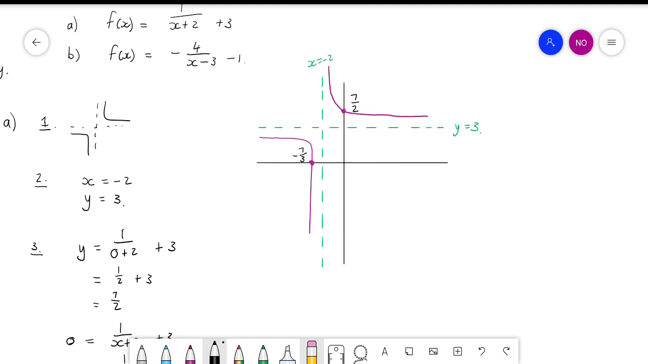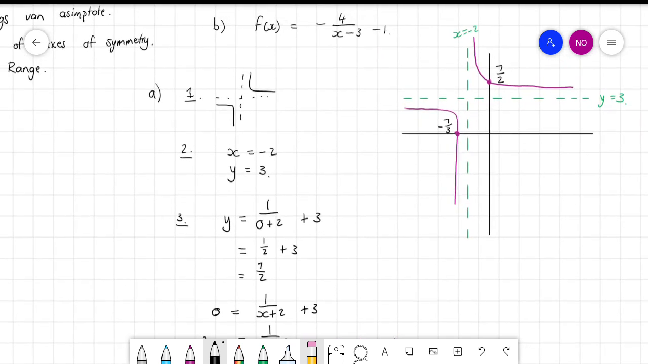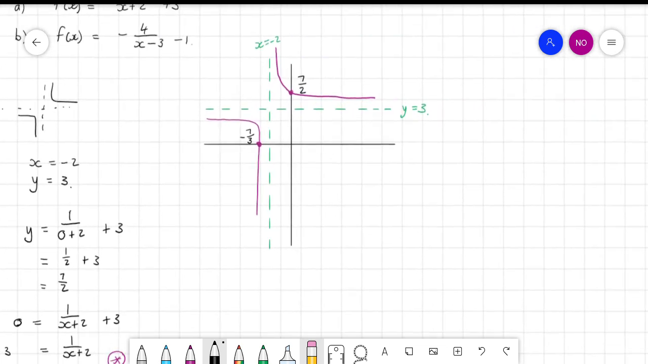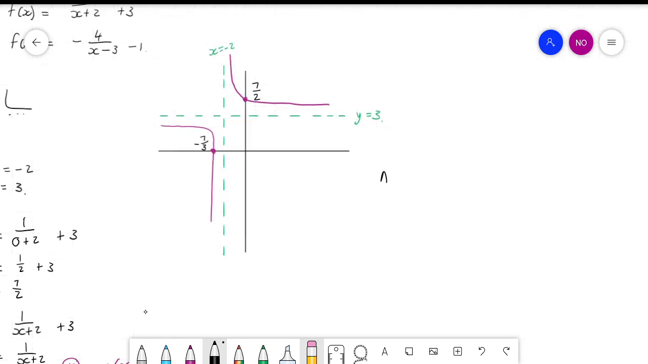It's always the same thing. Okay, then I also asked you, except for that, I also asked you to give me the equations of the asymptotes. So the asymptotes, don't confuse these, is that x equal to -2 and y equal to 3.